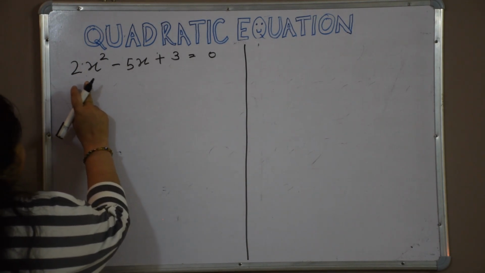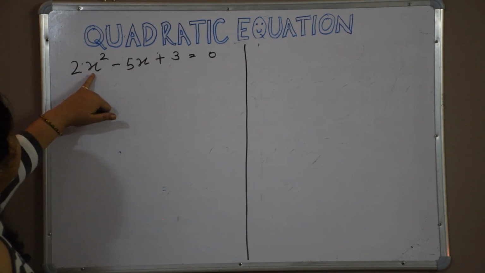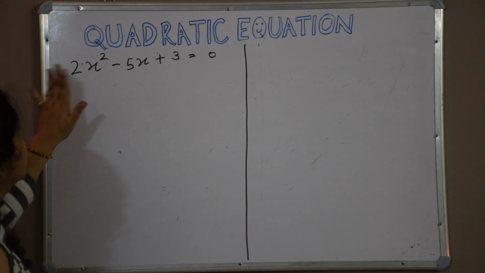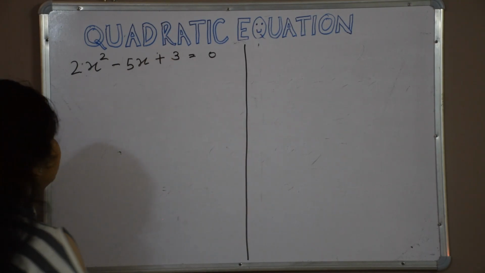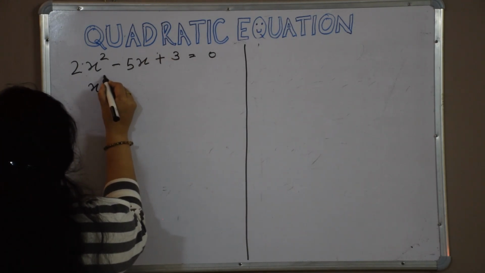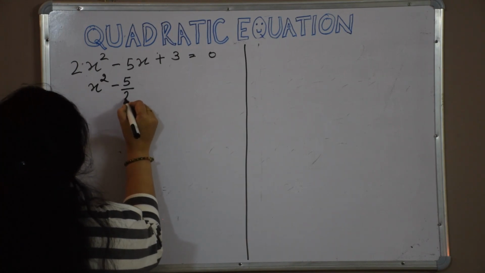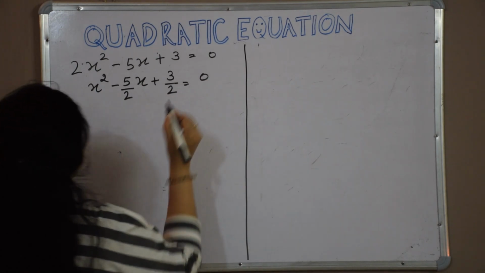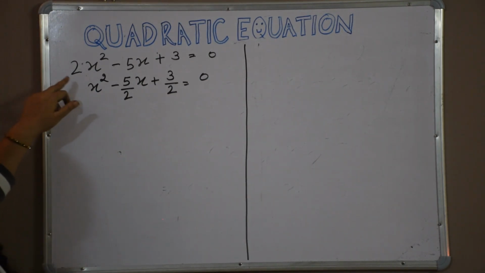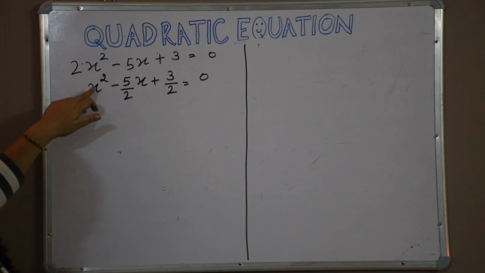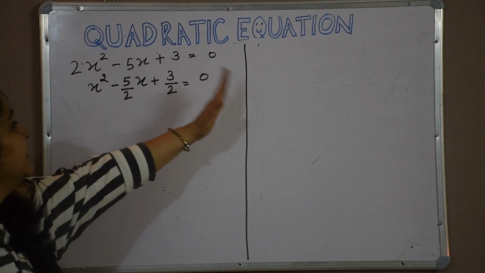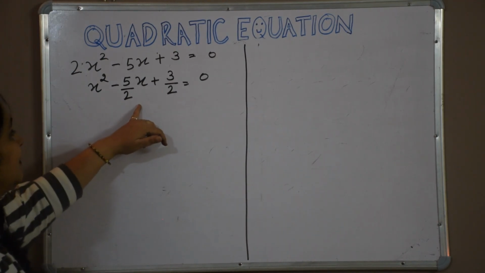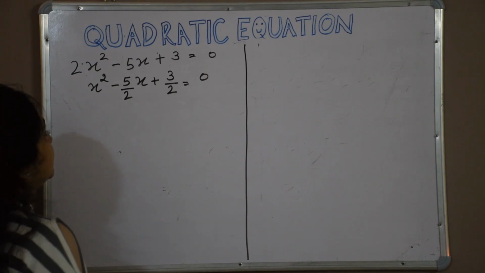Here, the first step is to make the coefficient of x square always 1. Here the coefficient of x square is 2, so divide the whole equation by 2, and we get x square minus 5 by 2 x plus 3 by 2 equals 0. So the first step is to make the coefficient of x square always 1. For this, 2 was there, we divided the whole equation by 2 and we got x square minus 5 by 2 x plus 3 by 2 equals 0.